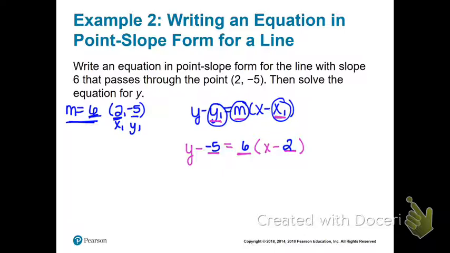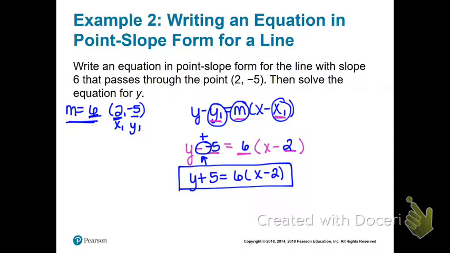Now, if they just want us to put it in point-slope form, the only thing you're going to do right now is take care of any minus and negatives you're going to have. So I can see right here I have minus and negative. Remember, minus and negative is a plus, so we're going to rewrite it as y plus 5 equals 6 times, I don't have a minus and negative there, so just leave it as the (x minus 2). This is the point-slope form that they're going to ask for, okay?